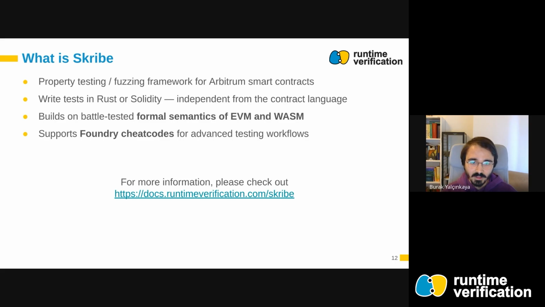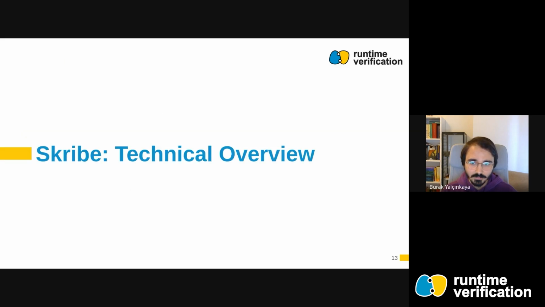Skribe also supports Foundry cheat codes, because Arbitrum's first language is Solidity, so the ecosystem is already familiar with Solidity and Foundry. We support most of the Foundry features. And you can also check out our docs from this link. And let's start with the technical overview.